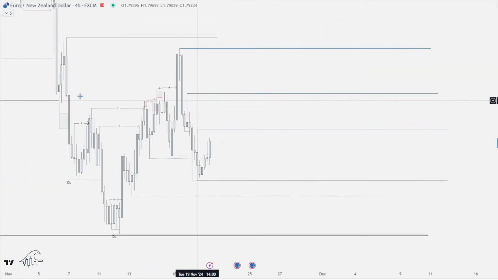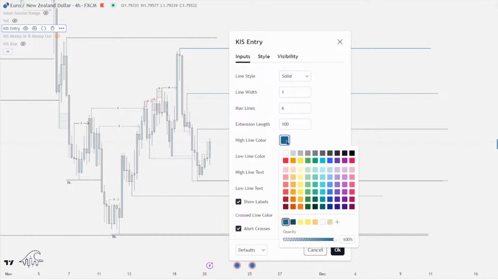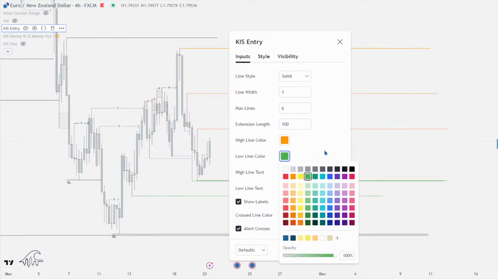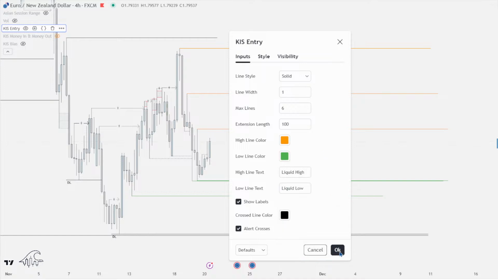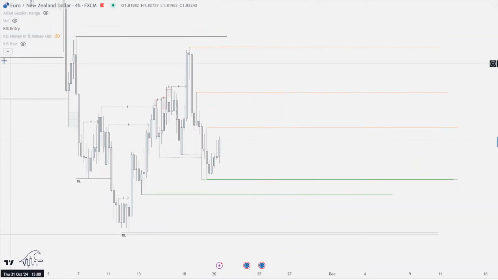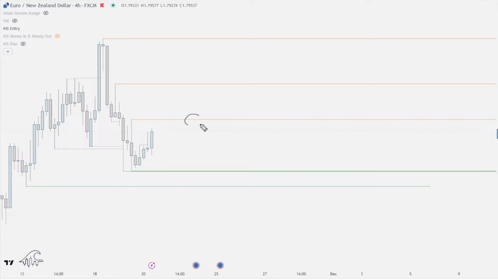So remember, these lines, the line highs are liquid, and we can change the coloration of these. So we can tone this down a little bit as well. Let's do it to like 6. And we'll make the highs golden, and then the lows green, because we're targeting the lows. So I can literally just go invisible, and now you've got a nice clean chart. Pretty simple.